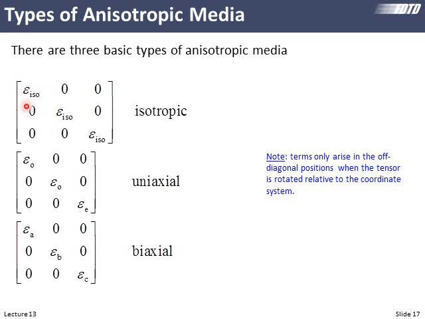And if all three of those numbers are the same, we call that isotropic. And that's really not anisotropic at all. If two are the same and one is different, we call that a uniaxial anisotropic material. And if all three are different, that's the most general case, that is biaxial. So these are the three flavors of anisotropy.